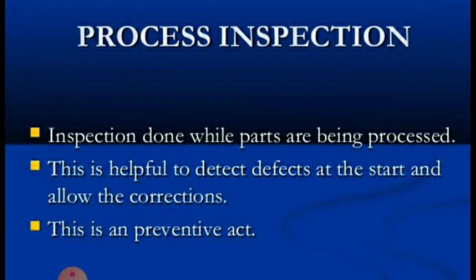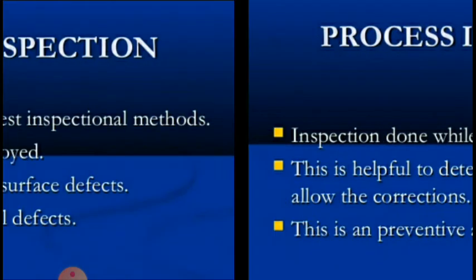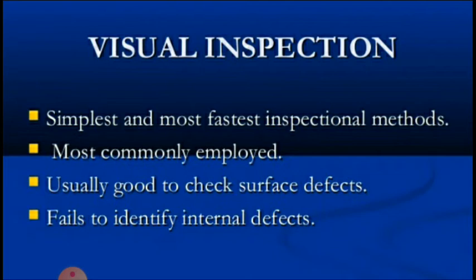Now, in process inspection, inspection is done while parts are being processed. This is helpful to detect defects at the start and allow corrections. So this is a preventive act. Next is visual inspection.